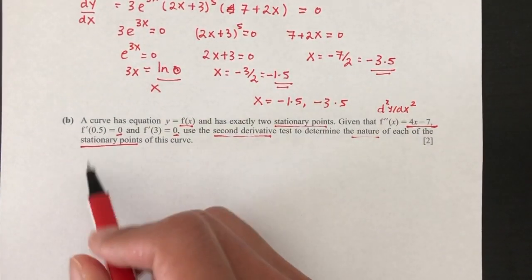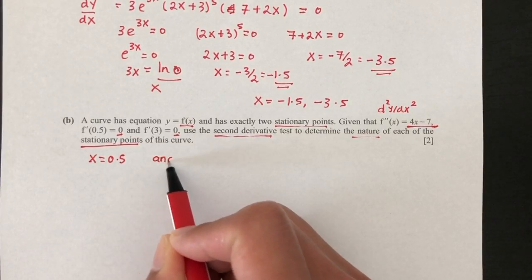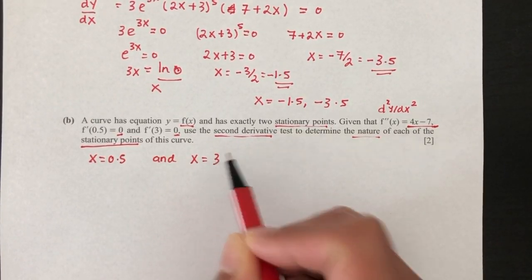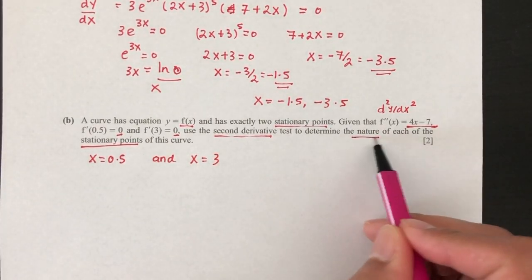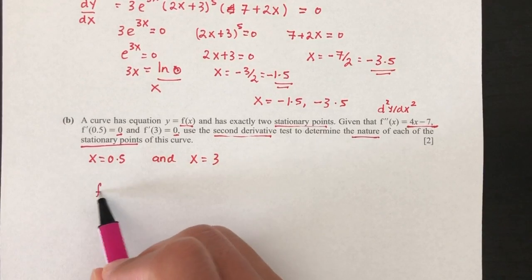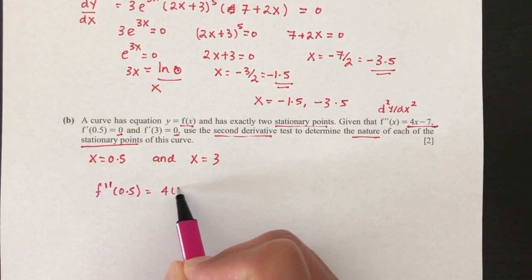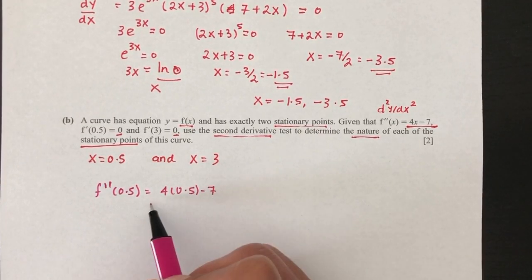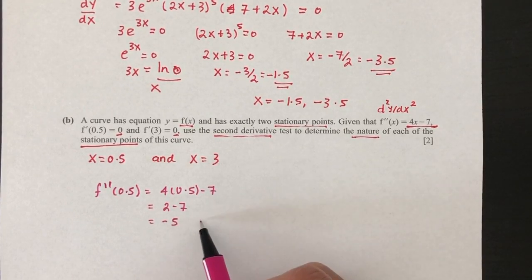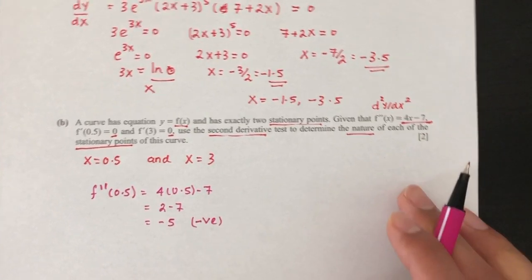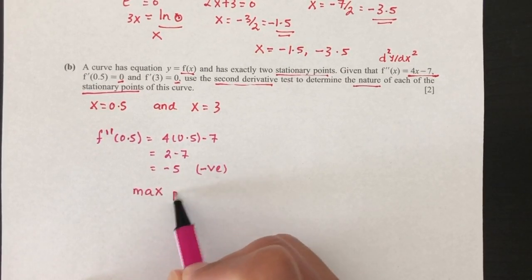So it means that these points, at x equal to 0.5 and at x equal to 3, are the stationary points. So now we have to find the nature. We have to use this one. So first test 0.5: that will be 4 times 0.5 minus 7, that will be 2 minus 7, which is minus 5. This is a negative value, so in that case, that will be a maximum point.